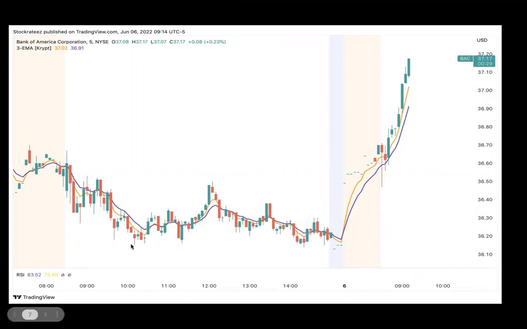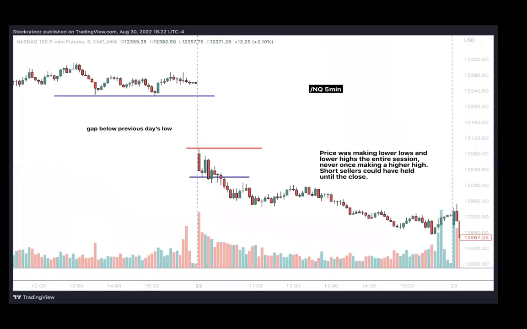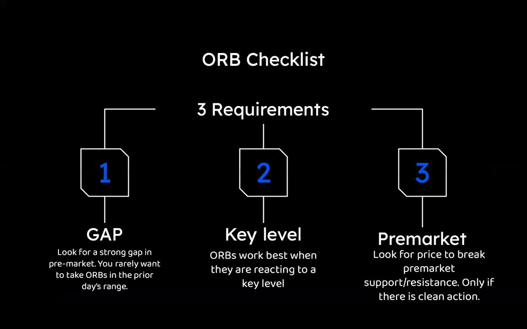So as day traders, we want to mark our previous day high and our previous day low, because those can act as support and resistance, or points where price pushes or pulls away from. And then it has to be off of a key level. So you don't want to take the ORB every single day, because that's just a terrible strategy. They're going to work best when they're reacting to a key level. Are they bouncing off support? Are they breaking support? Are you rejecting resistance? Are you breaking above resistance?